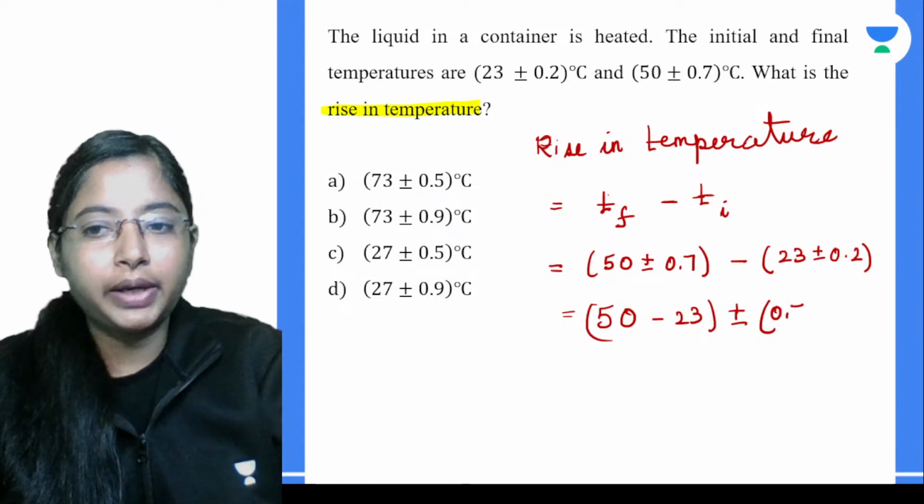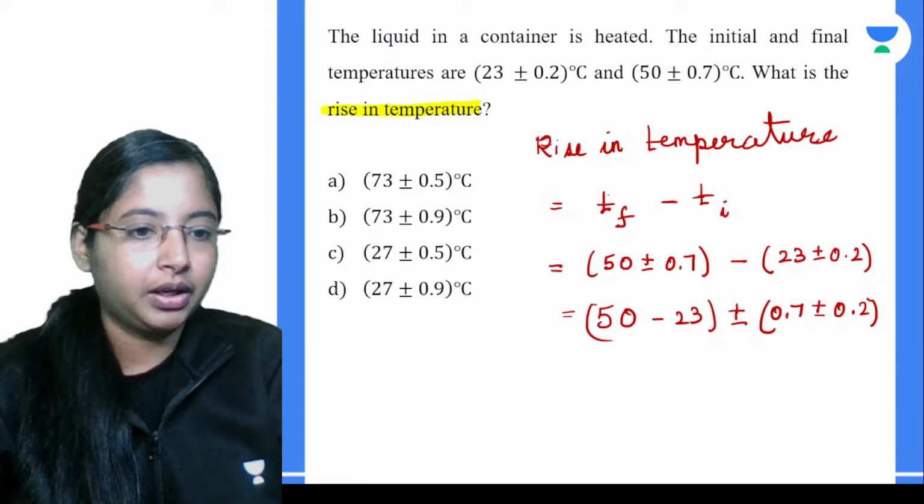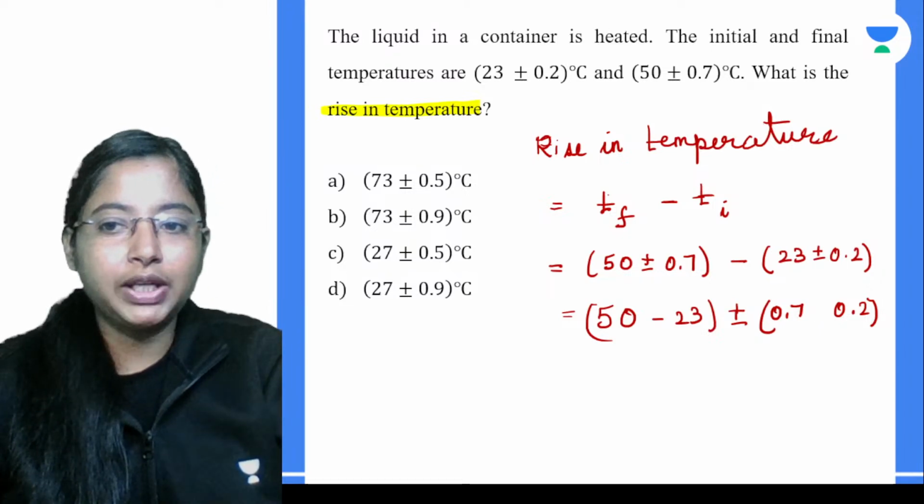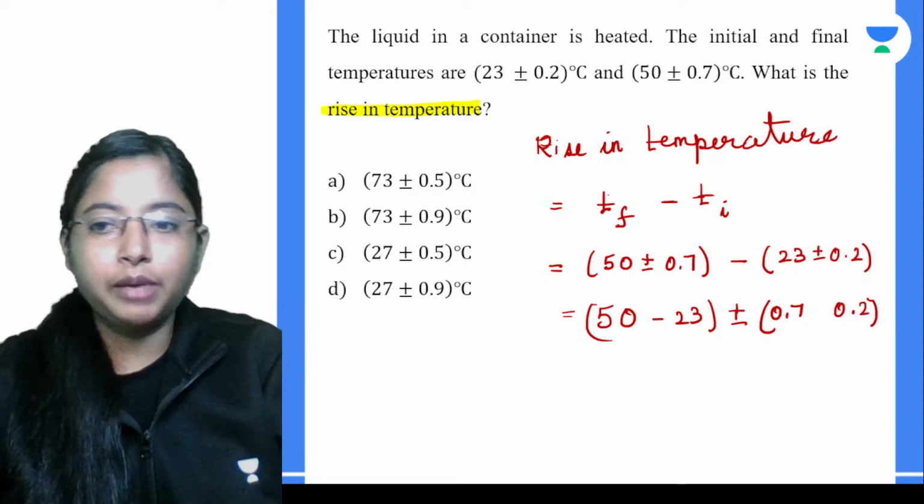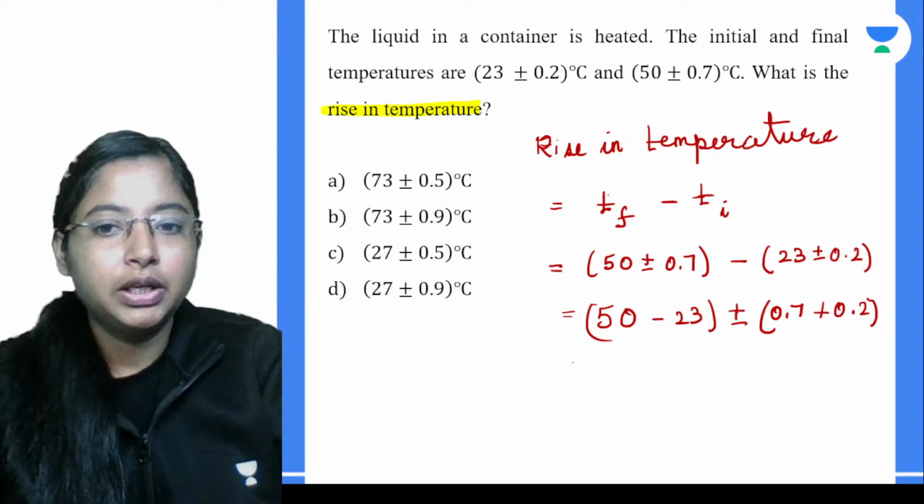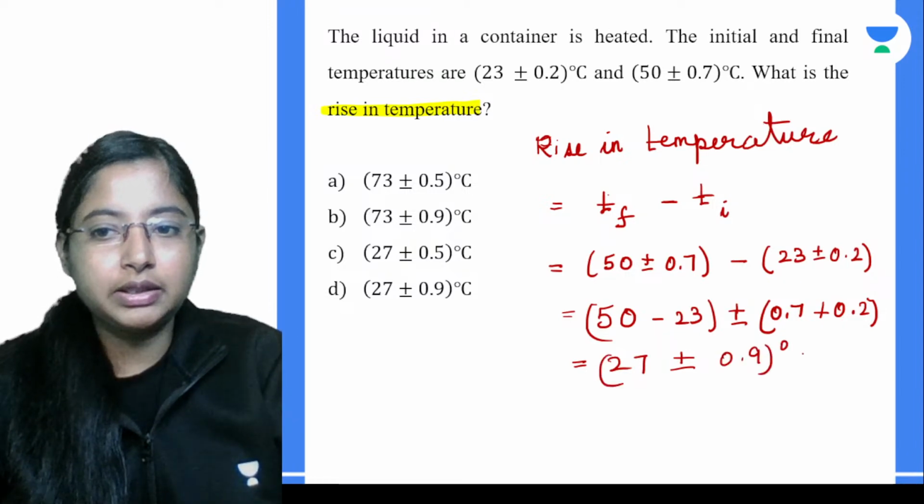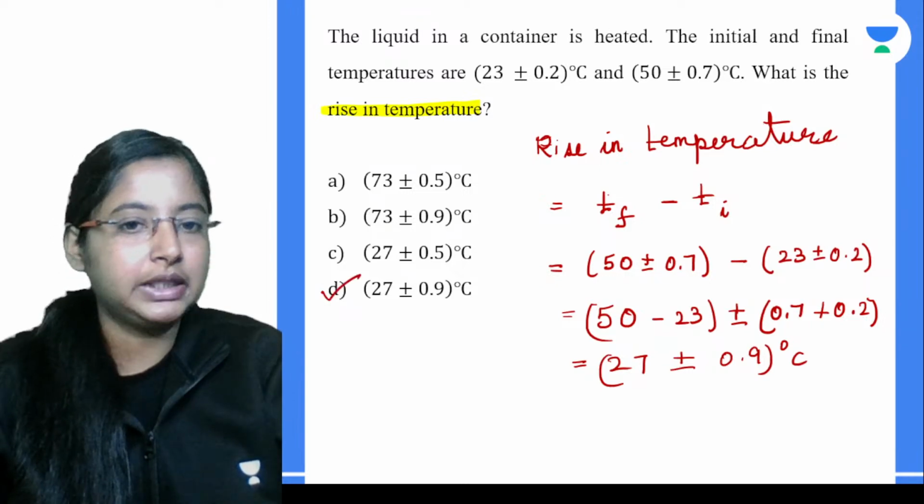Error part, we are trying to find what is the maximum possible error. So you should always add those terms together. Okay, error part, you should always add them together, because in this particular system we are trying to find the maximum error possible. So 50 minus 23 is 27 plus or minus 0.7 plus 0.2. This is 0.9. This will be degrees Celsius. So the answer over here is D.